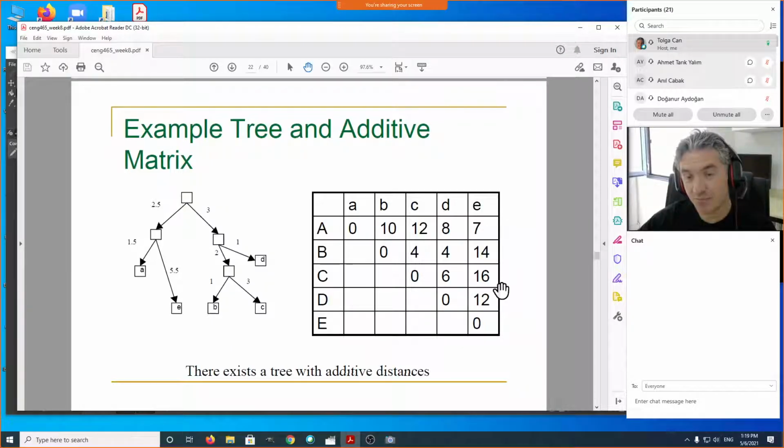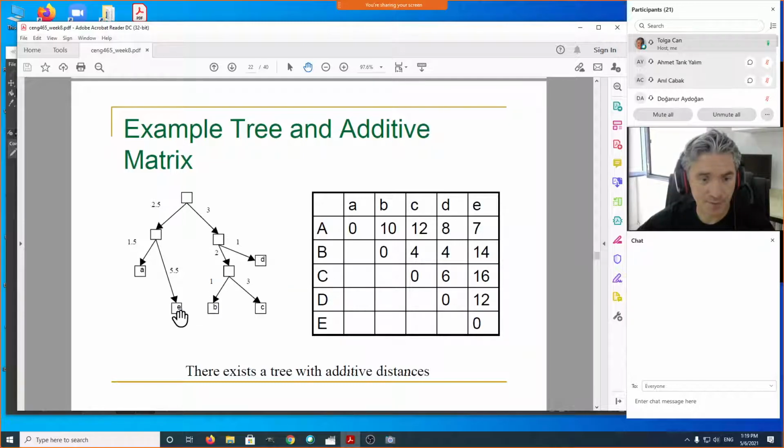If this is the given input matrix, look at this tree on the left-hand side. This is the unique tree, by the way. It may not be unique if we have all the same values here, but for this example, it's the unique tree. If you compute the tree path on this tree, you'll see that it gives you the distance value that is given to you in the matrix.